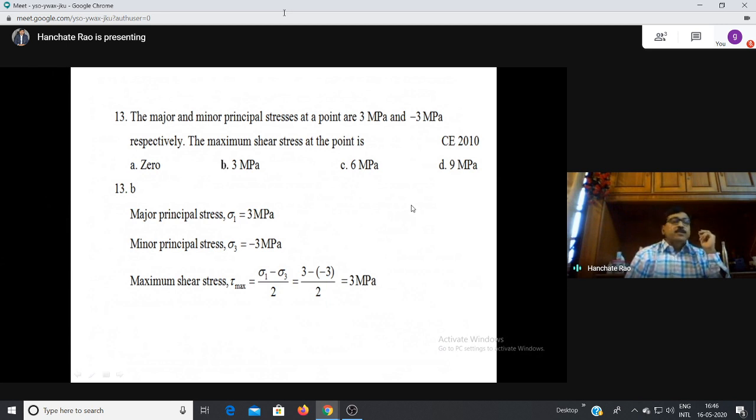The major and minor principal stresses at a point are 3 megapascals and minus 3 megapascals. For the maximum shear stress at the point, sigma 1 and sigma 2 are given. The maximum shear stress is (sigma 1 minus sigma 2) by 2. So (3 minus minus 3) by 2, that is 6 by 2, equal to 3 megapascals. That is the maximum shear stress. Where does it act? It acts on a plane at 45 degrees to the major principal plane, on which 3 megapascals is acting.